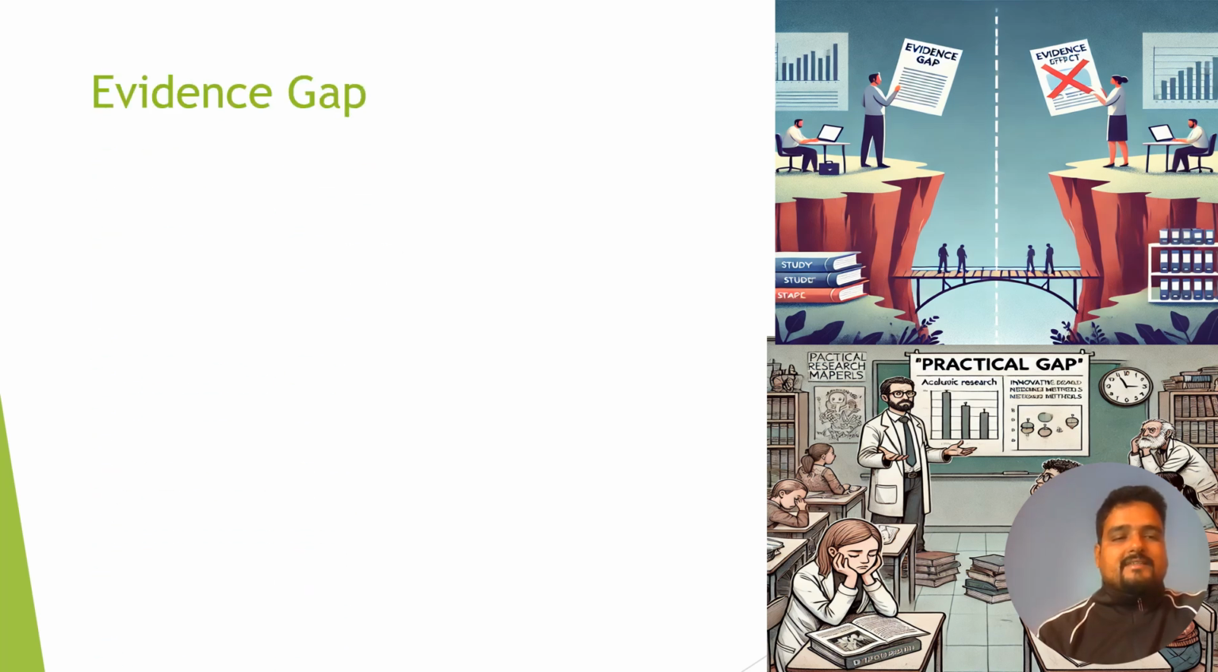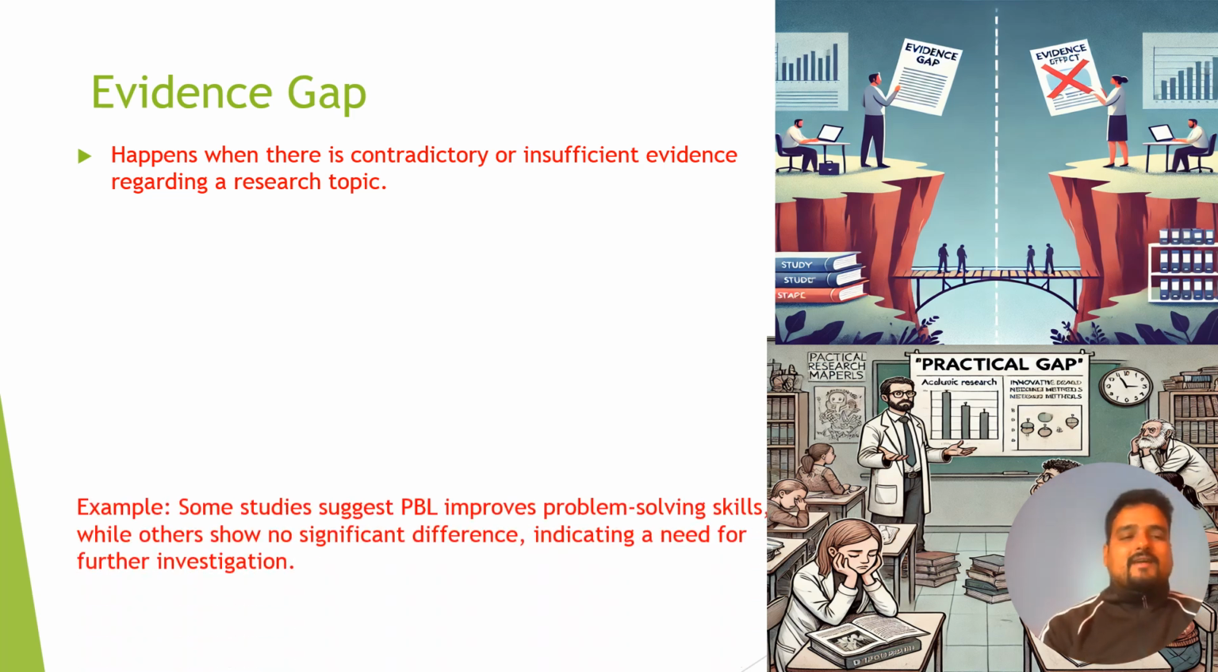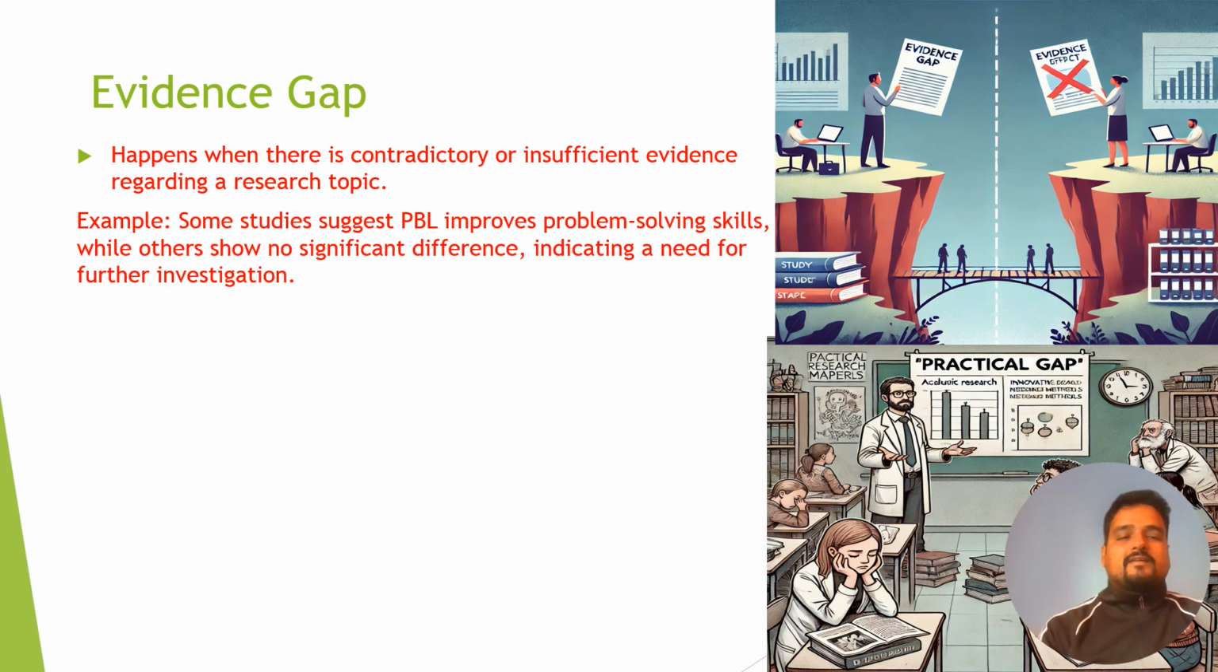Let us move towards the evidence gap. If there is a gap in evidence, then this kind of gap arises. It happens when there is contradictory or insufficient evidence regarding the research topic that we are doing. Here is one example: some studies suggest PBL improves problem solving skill, while others show no significant difference, indicating a need for further investigation. This is the example of an evidence gap.